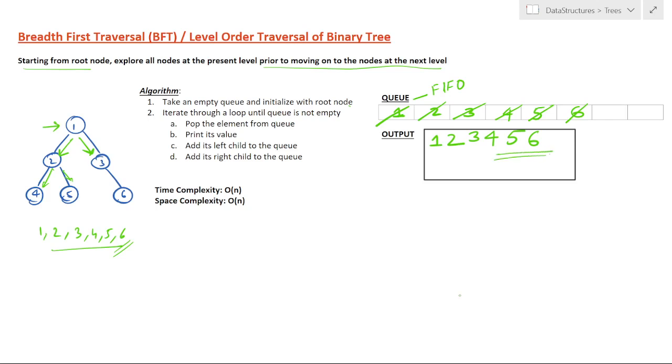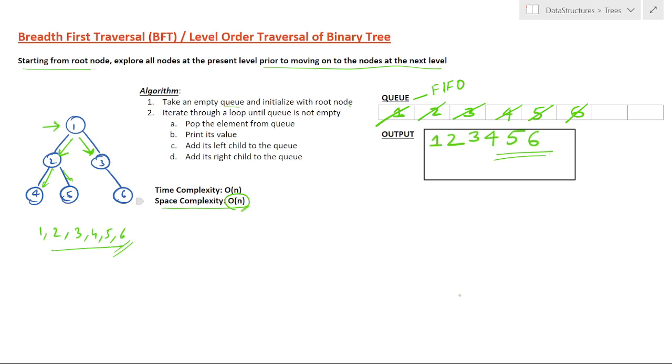And the time complexity here is O of n, because we are traversing every node exactly once, and the space complexity here is O of n because we are taking the help of a queue here and we are storing each and every value of the node here. So the space complexity is also O of n.